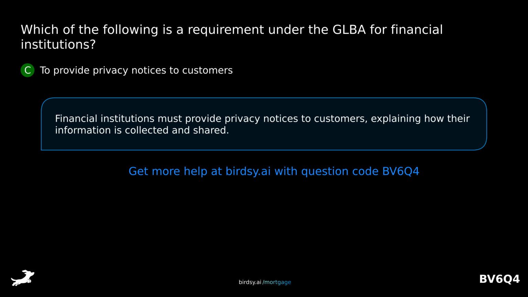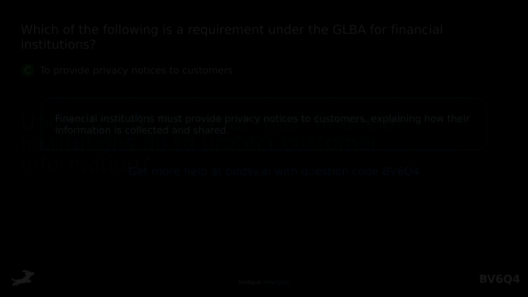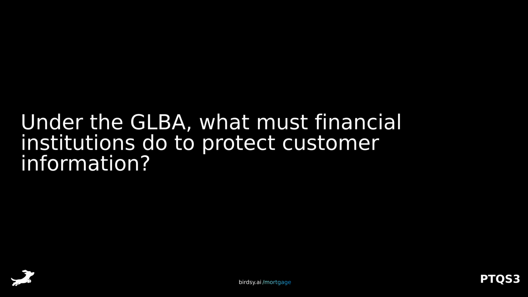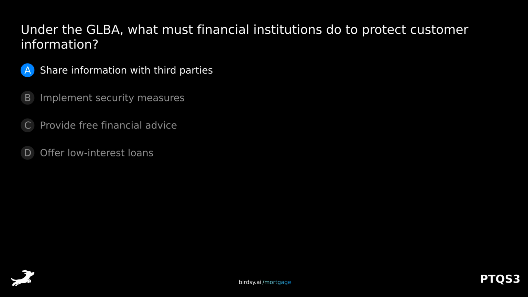Financial institutions must provide privacy notices to customers explaining how their information is collected and shared. Under the GLBA, what must financial institutions do to protect customer information? Is it A, share information with third parties, B, implement security measures, C, provide free financial advice, or D, offer low-interest loans? The answer is B, implement security measures.